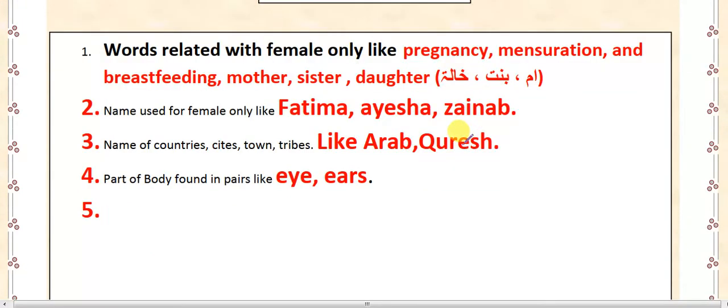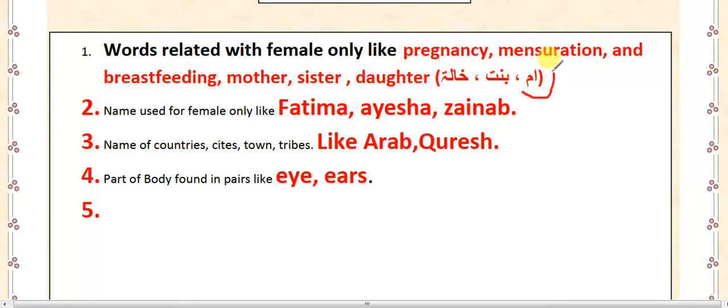So here I am going to write. The first one is a word related only to females, and it is also a muannas, whether it has the property of muannas or not. We say that word is a muannas because that word or ism is only used for women, like pregnancy, menstruation, mother, sister, daughter. All these isms are used for females only.